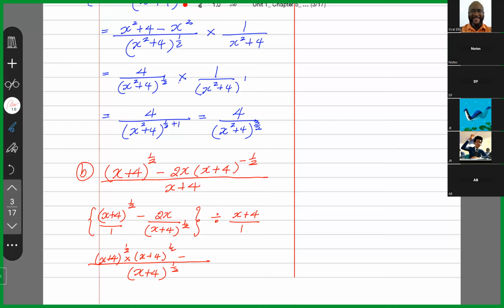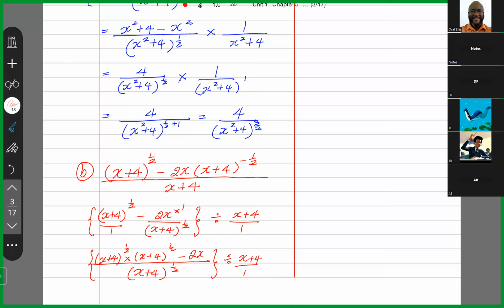minus, now x plus 4 to the half power into x plus 4 to the half power is 1. So I'm going to use that 1 now and multiply by the numerator. 1 times 2x is 2x. This is still the numerator, and I'm going to divide it by the denominator, which is what? x plus 4 over 1.